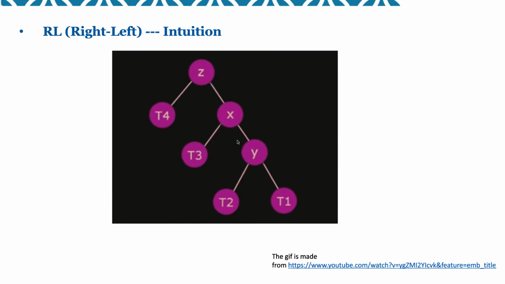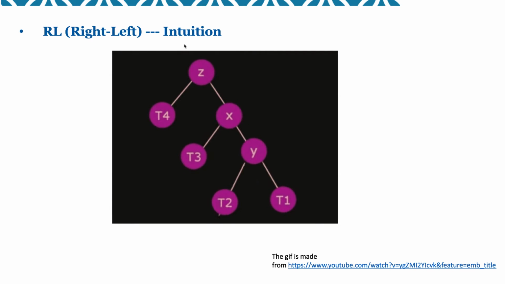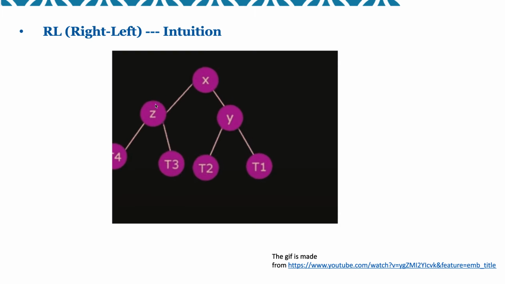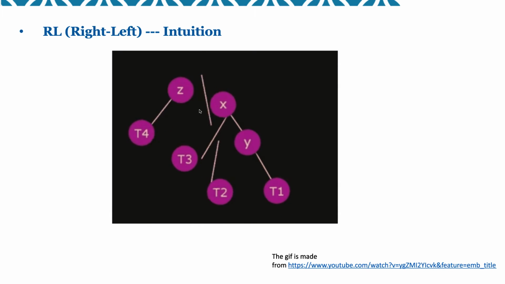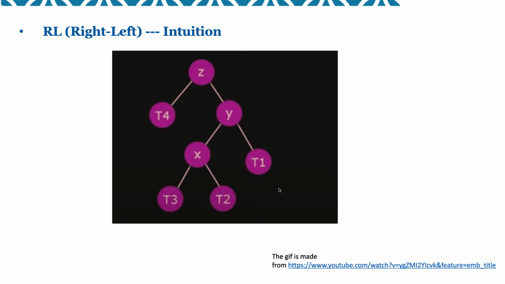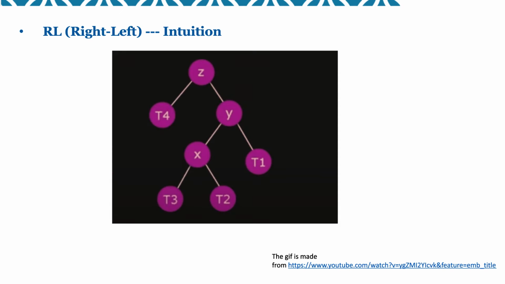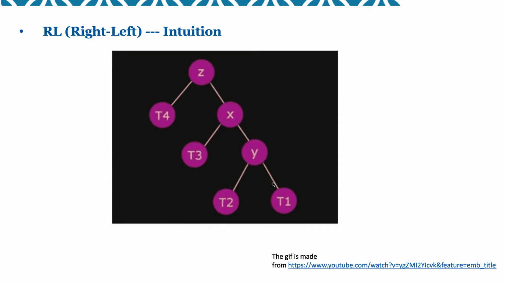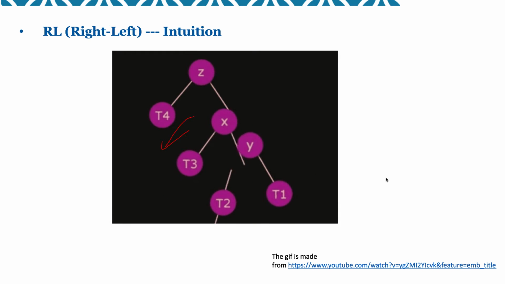Let's have an intuitive understanding of it from a GIF figure. So this is one. For example, if this situation is an RL one, then a right rotation will be performed to get the RR situation, and then it's followed by a left rotation to get a final state.